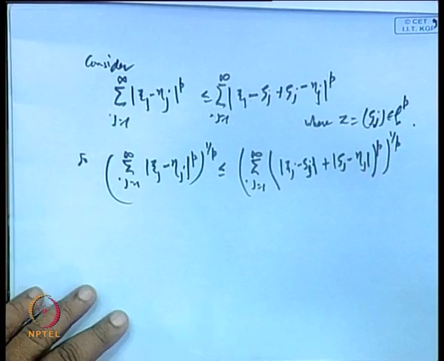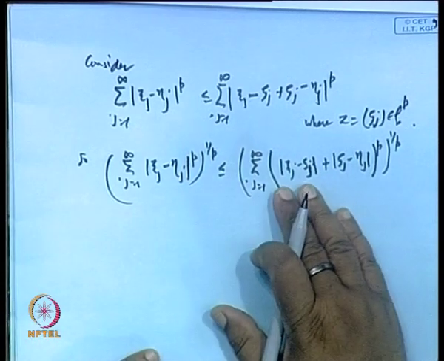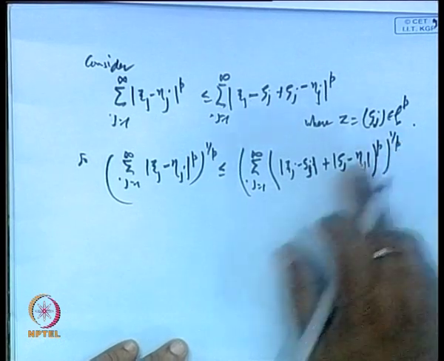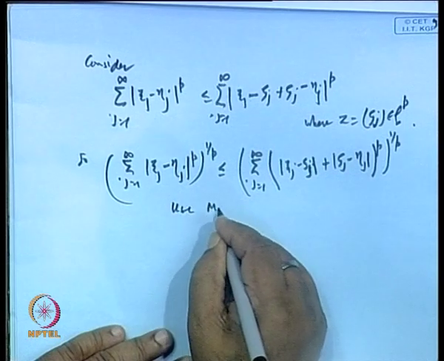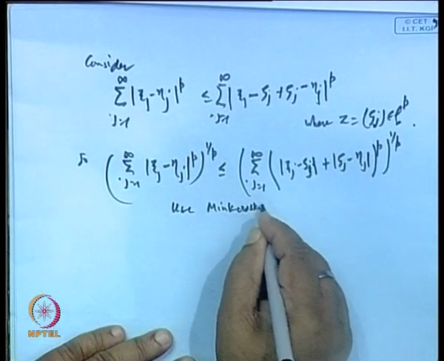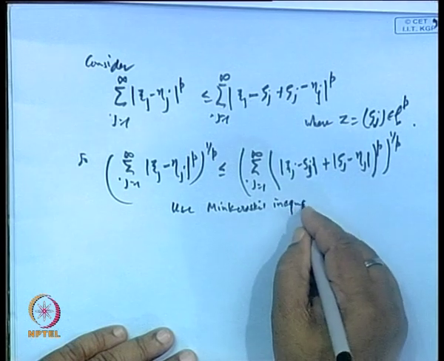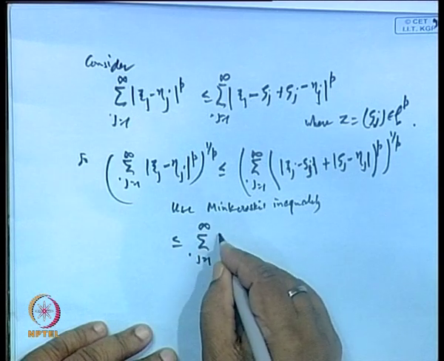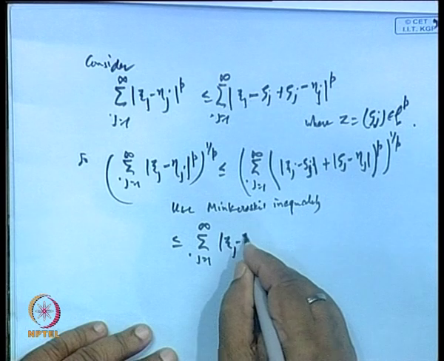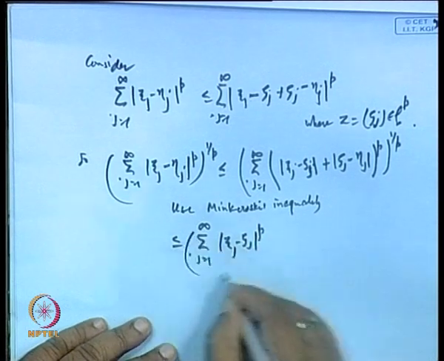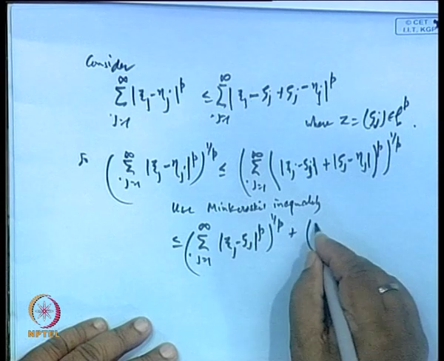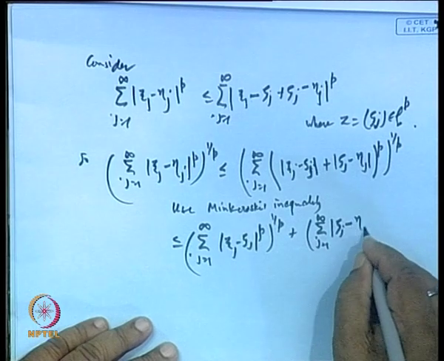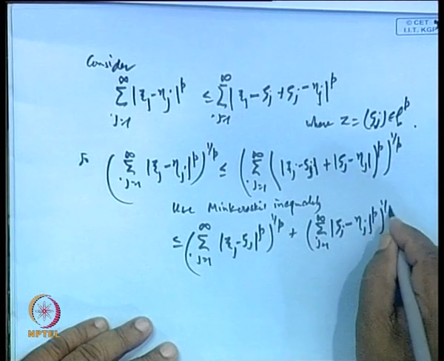Okay, that's right. Now, apply the Minkowski inequality. This is as good as the two sequences x i plus y i, mod of x i plus y i power p power 1 by p. So, you can use the Minkowski inequality. We get this is less than or equal to sigma j is 1 to infinity mod of xi j minus zeta j power p power 1 by p plus sigma j is 1 to infinity mod of zeta j minus eta j power p power 1 by p.